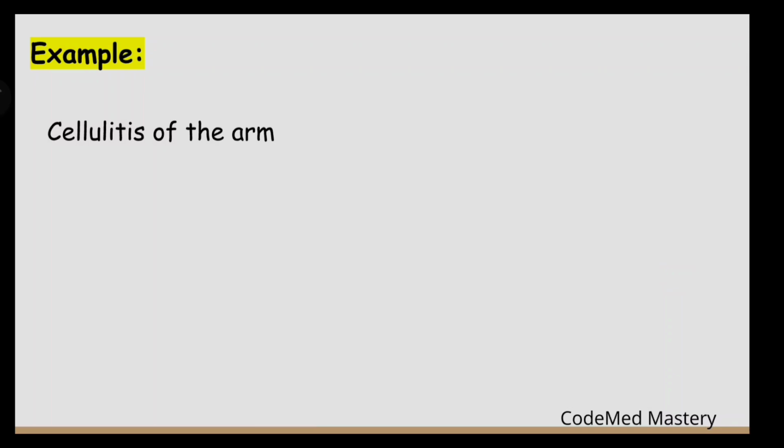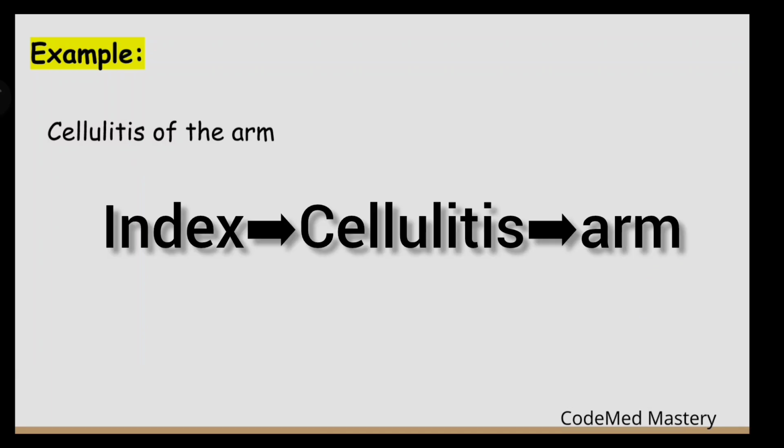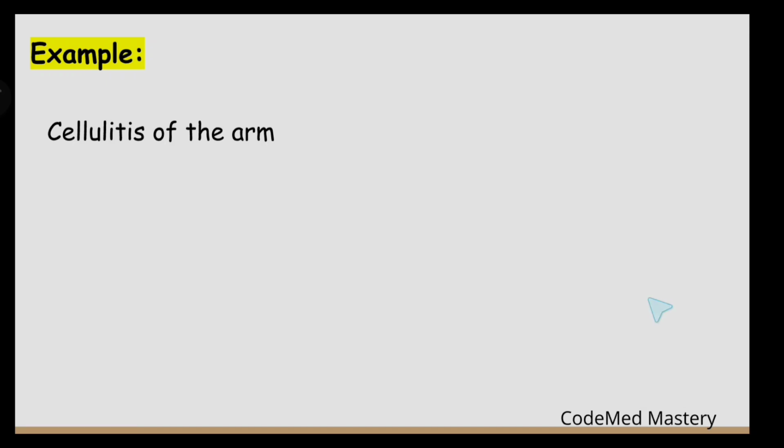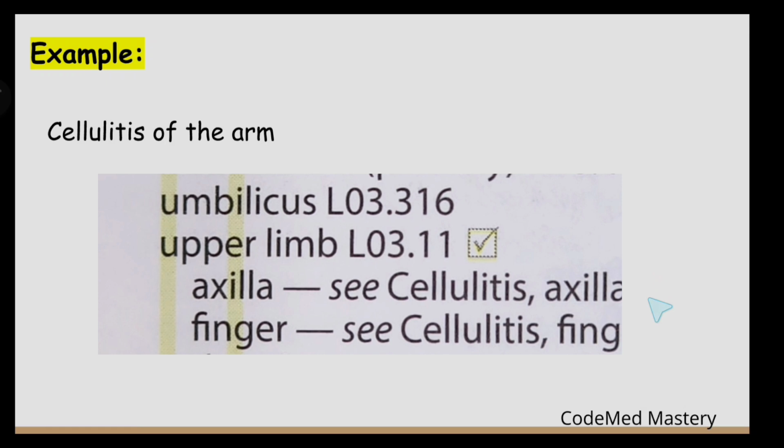Next example, cellulitis of the arm. So here the main term is cellulitis. In the index, look for cellulitis. When you search for cellulitis in the index, below that you can find arm. Okay. So they have mentioned see cellulitis, upper limb. When you look at upper limb under cellulitis, you can find the code L03.11. Beside that, they have mentioned this dash sign. Here the dash indicates that another character is required to complete the code.